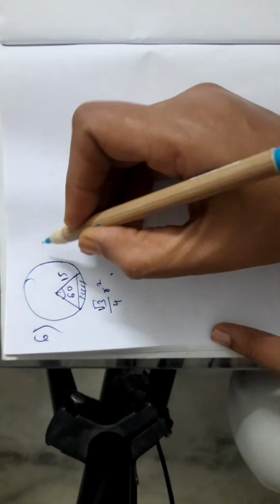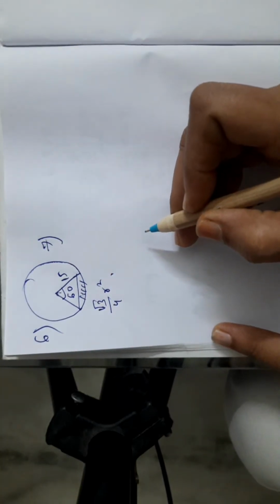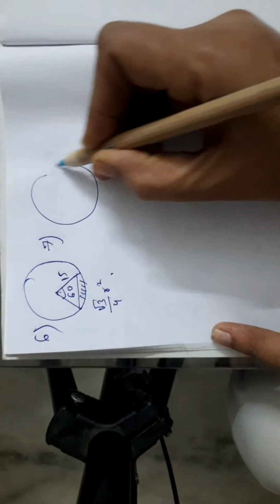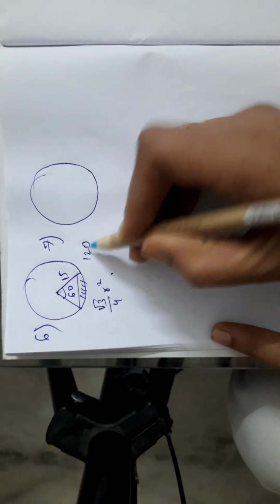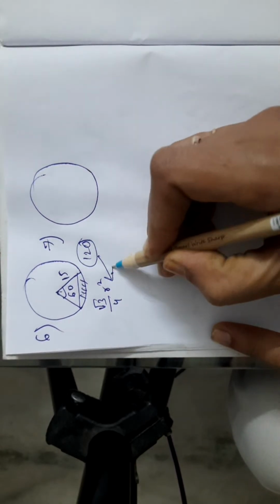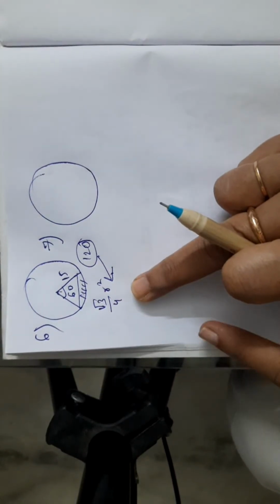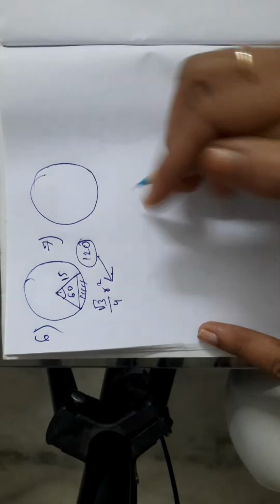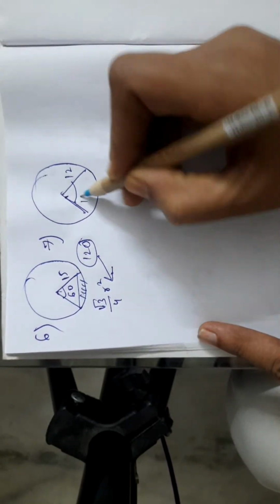Now, 7th question. In the 7th, it is given a chord of a circle of radius 12 centimeters subtends an angle 120 at the center. As I told, if theta is 60 or 120, for both cases the area of the triangle will be root 3 by 4 r square. This formula we need to use. Radius is given 12, whereas theta is 120.